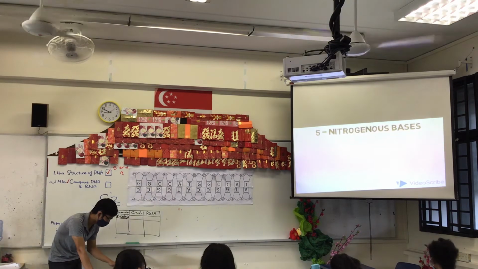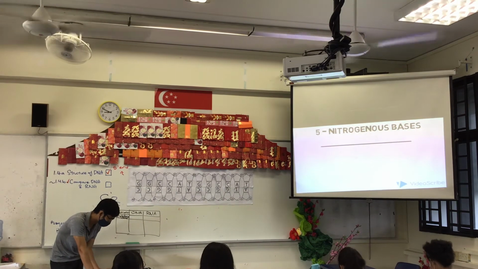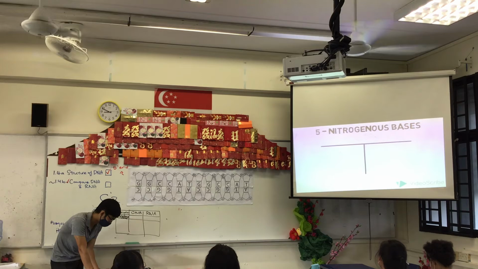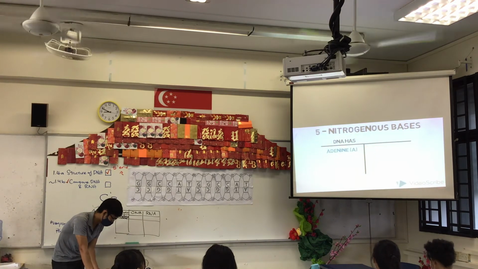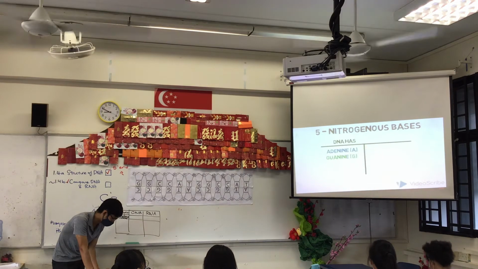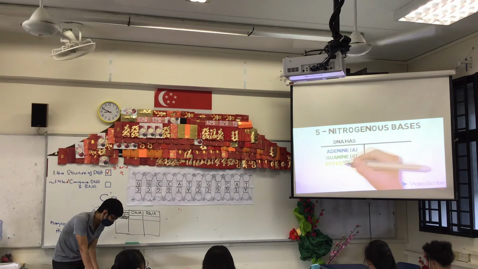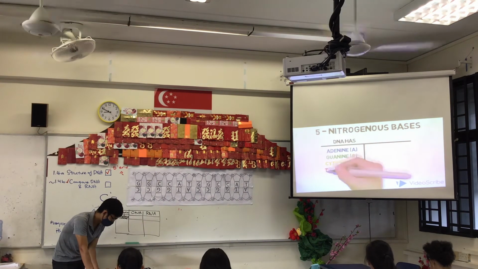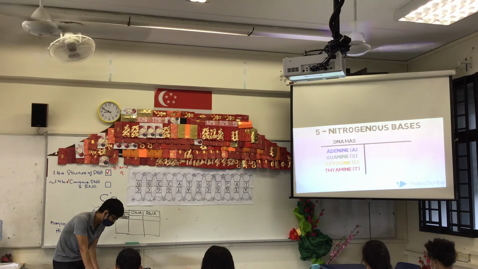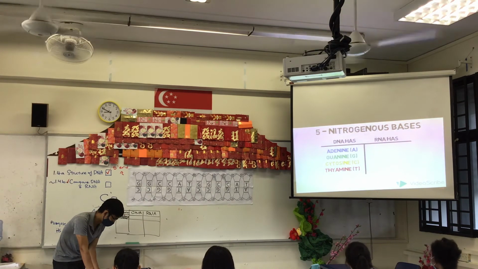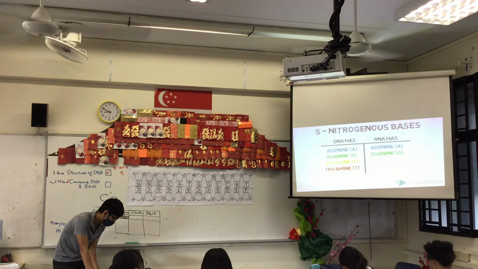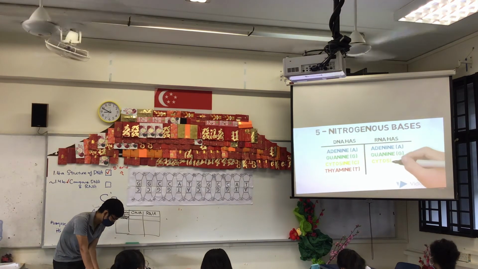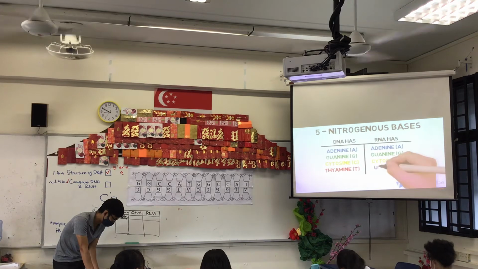Number 5. For your nitrogenous bases, DNA has 4 nitrogenous bases: adenine, guanine, cytosine, and thymine. And RNA also has 4 bases: adenine, guanine, cytosine, and uracil.